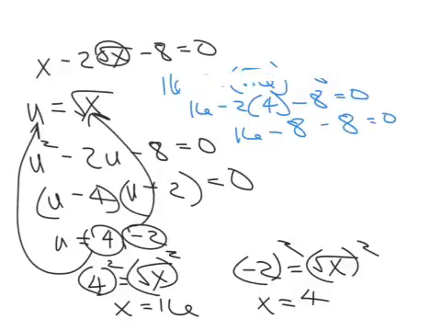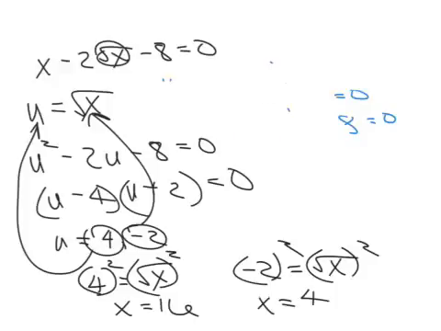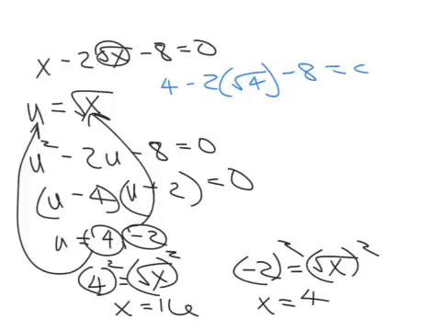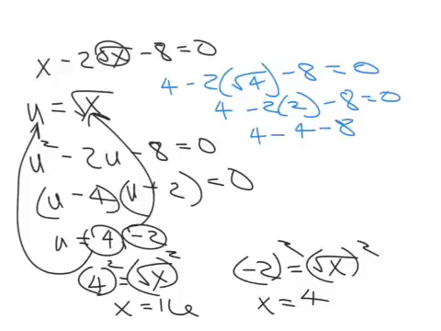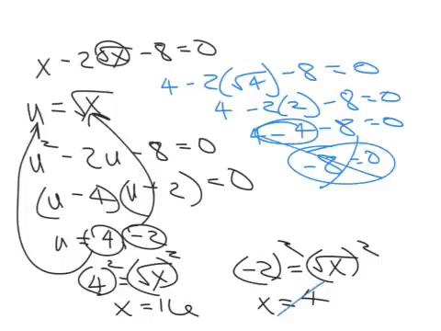Okay, that one works. Let's do the same thing with 4. 4 minus 2 times the square root of 4 minus 8 equals 0. 4 minus 2 times 2 minus 8 equals 0. 4 minus 4 minus 8 equals 0. 4 minus 4 is 0, so negative 8 equals 0. That does not check, so 4 is not an answer that actually works.